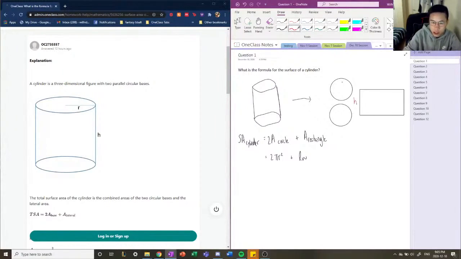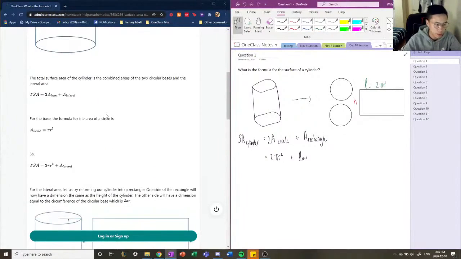So h for this. And the length, so we unwrapped it around. But if we wrap it back around, we notice that the length of this rectangle, or this lateral area, covers the circumference of the circles. So if we unravel it, then the length of our rectangle here is actually just the circumference, which is 2 pi r, or pi times the diameter.